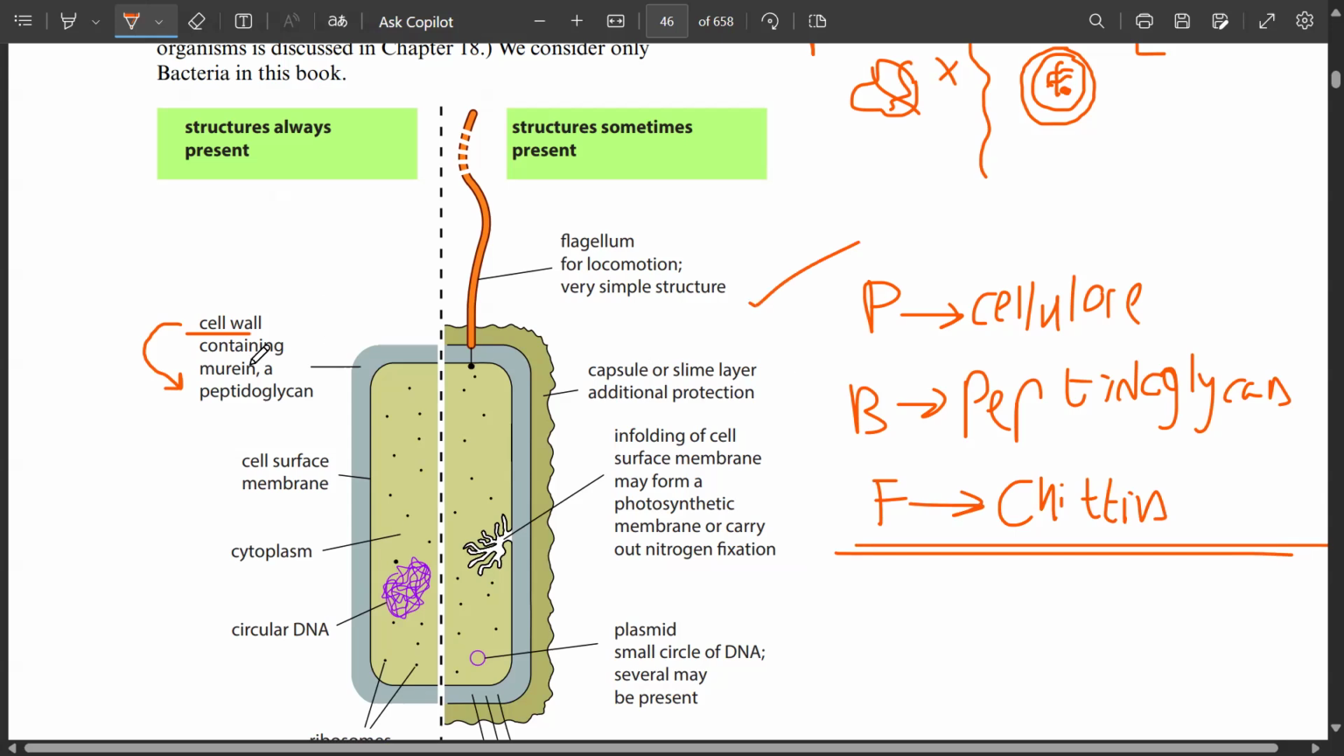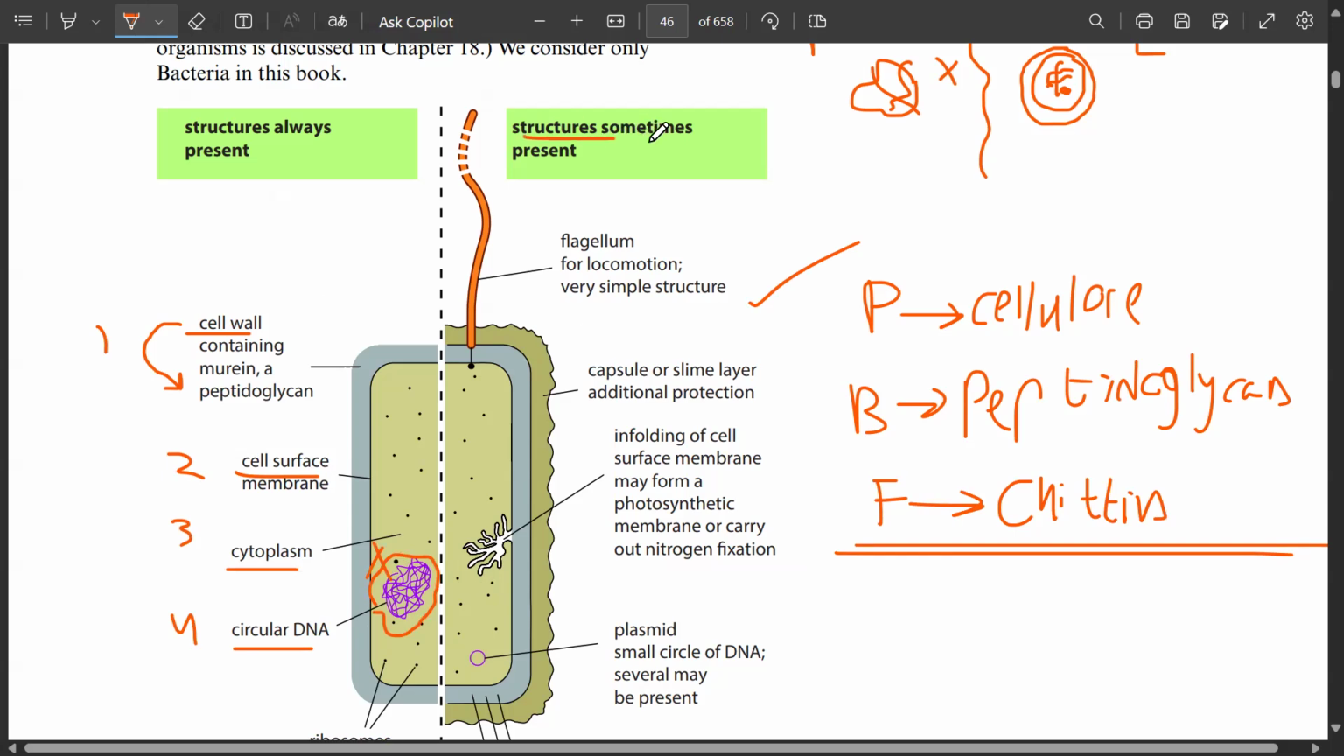Okay. So cell walls would always be present in all bacteria. Cell surface membrane would always be present, cytoplasm, and a circular DNA would always be present. Now, all bacteria have these four structures. Now you can see the DNA is lying free in the cytoplasm. It's not even enclosed inside a nucleus. It doesn't have a membrane or a nucleus or anything.